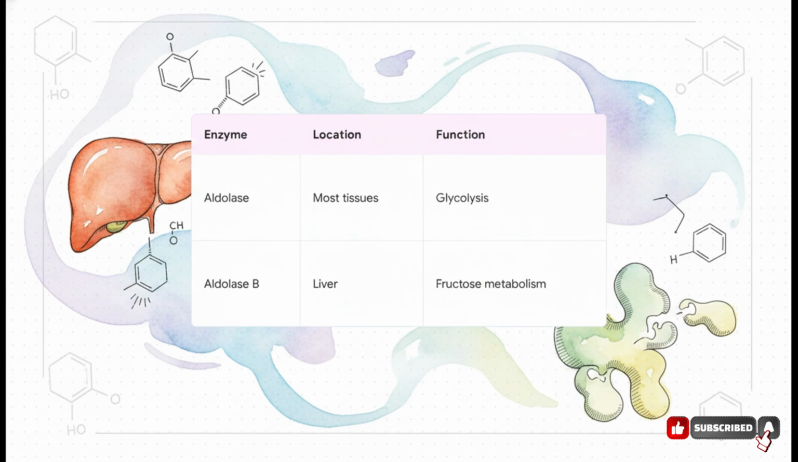Now, here is a fascinating clinical nuance you will definitely see on board exams. While general tissues use standard aldolase for cellular glycolysis, the liver relies on a highly specific isoform called Aldolase B. Why does that matter? Because Aldolase B is also tasked with handling your dietary fructose metabolism. So if you ever come across a clinical vignette about a patient with fructose intolerance, Aldolase B is the exact enzyme you need to recall.